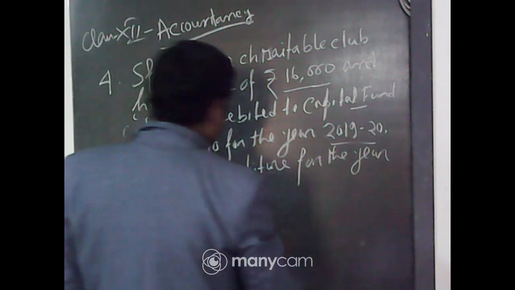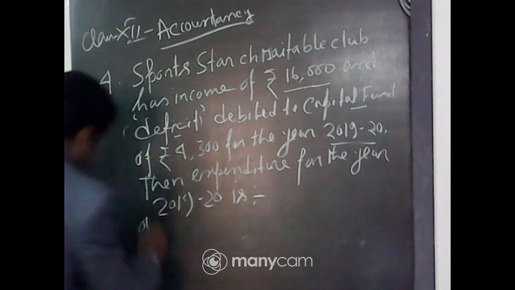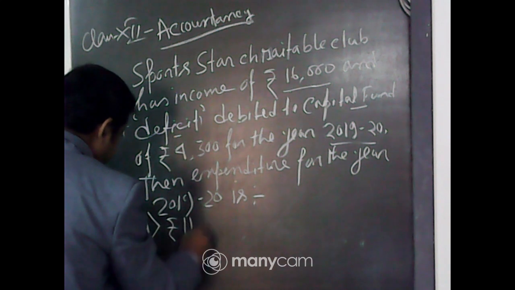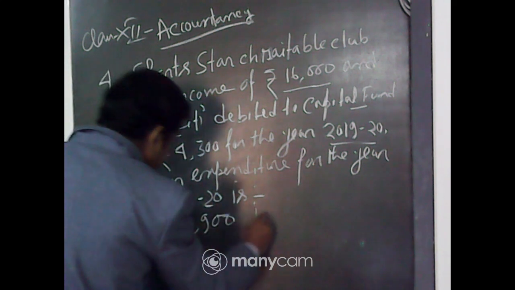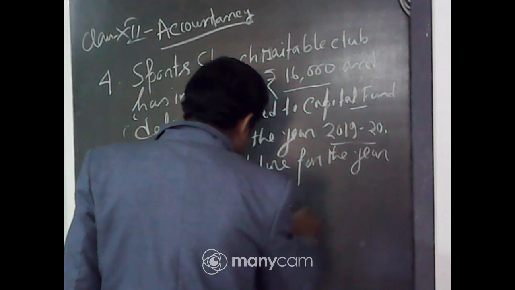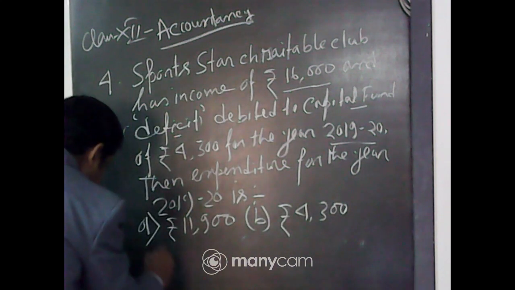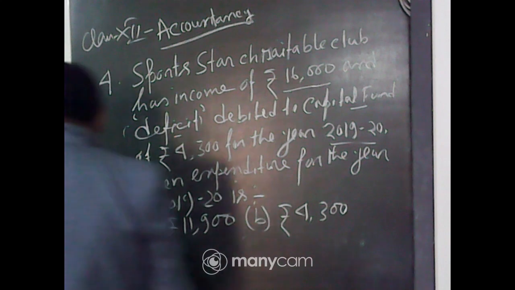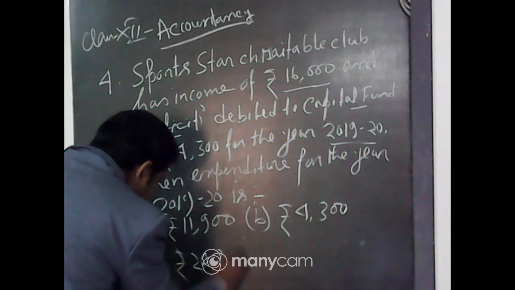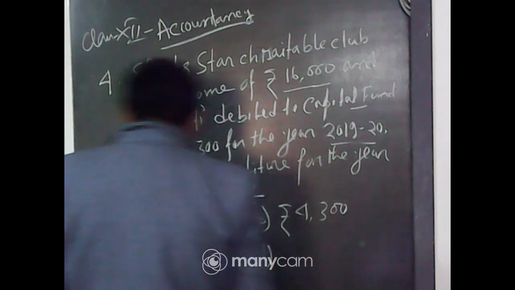Then the expenditure for the year 2019-20 is: number A, 11,900, number B, rupees 4,300, number C, rupees 20,300, and number D, none of these.